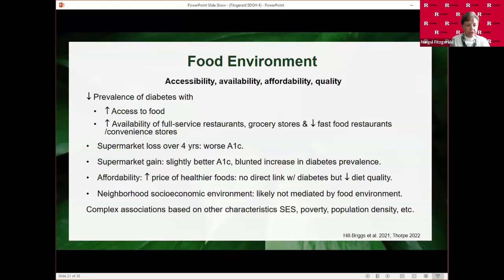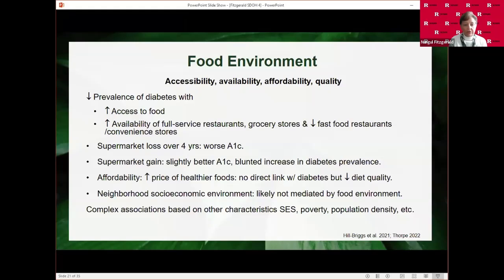And some research shows that losing access to a supermarket over 4 years resulted in worse glycosylated hemoglobin measures among people, versus when the neighborhood gained a supermarket, there was slightly better glucose management. And it also linked to a blunted increase in diabetes prevalence. So the changes were not really large, but they saw some small positive changes.